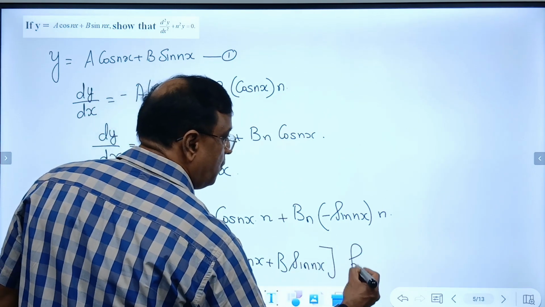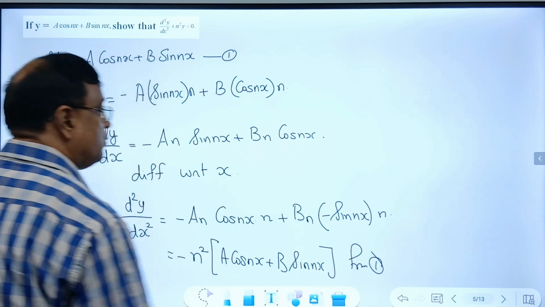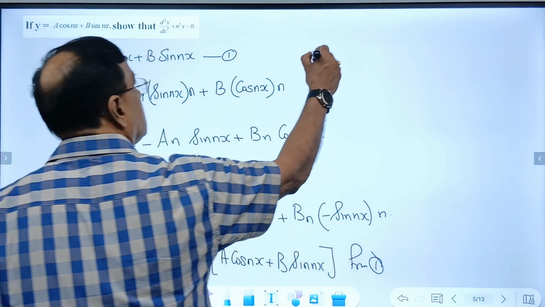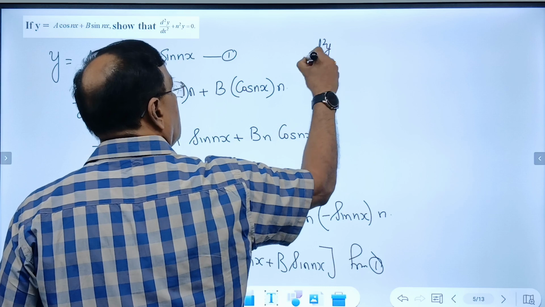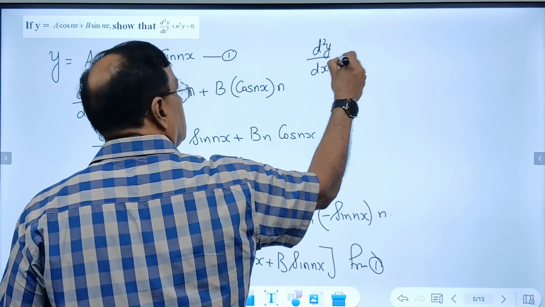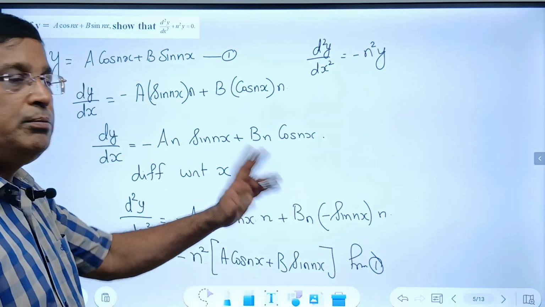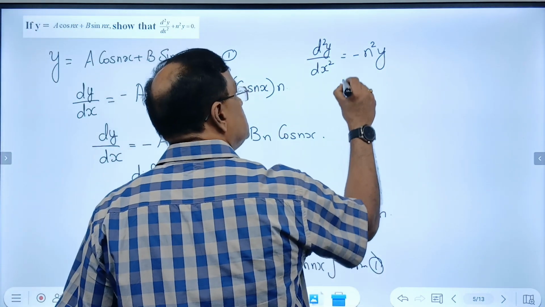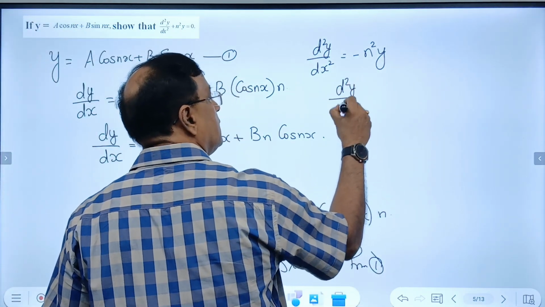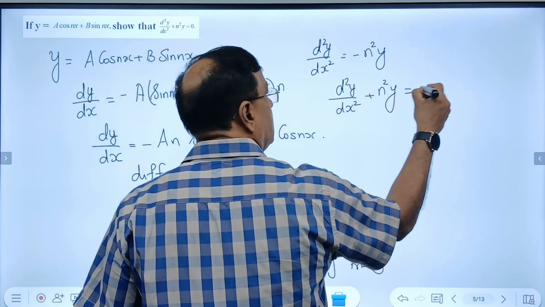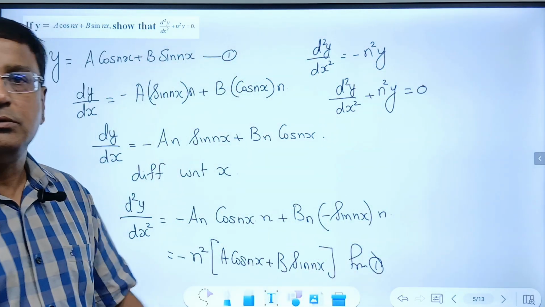Now look at equation 1. From 1, a cos nx plus b sin nx is given as what? d square y by dx square equals minus n square, this will be y. Now if you bring it to the other side, you get d square y by dx square plus n square y equal to 0. Hence proved. Okay.